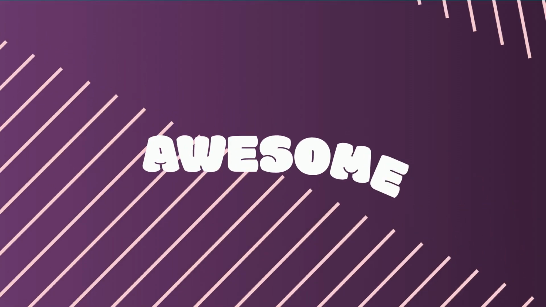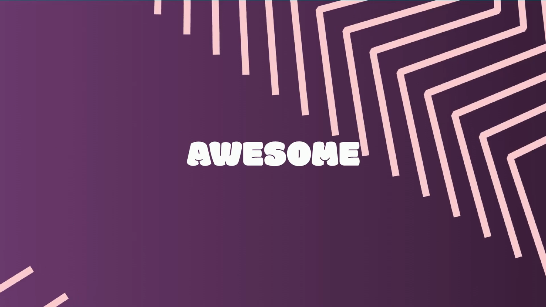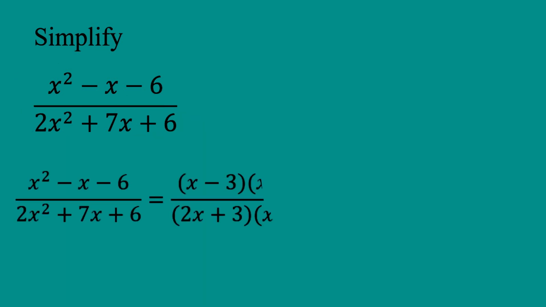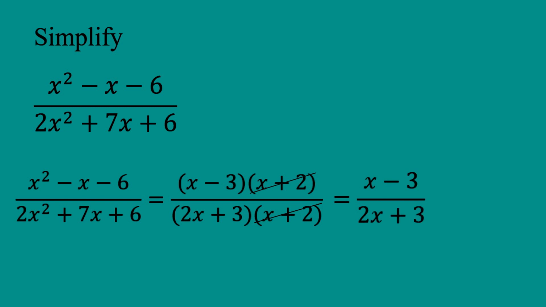Awesome! You are now ready to answer the exam-style question I showed you at the beginning of the video. We have already factorized both the numerator and the denominator. Go back to example 6 if you need help factorizing the numerator, and example 8 if you're struggling with the denominator. Can you see that the x plus 2 bracket appears in both the numerator and the denominator? These cancel out to leave the much simpler fraction as shown, the answer to the question.